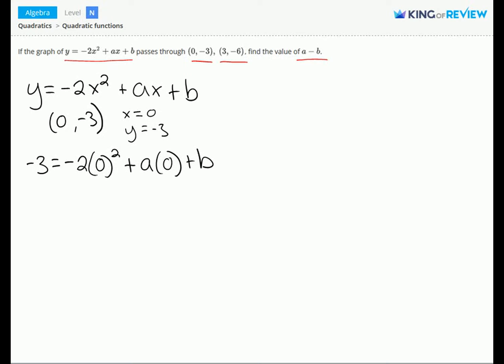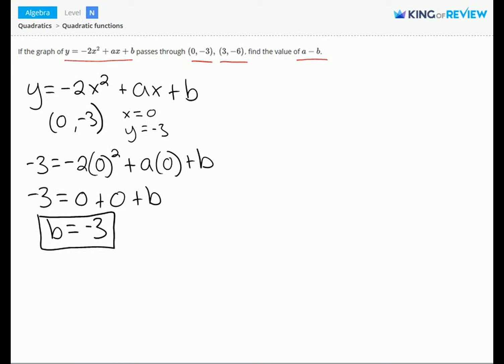Now let's simplify this. We have negative 3. The negative 2 times 0 squared becomes a 0, and the a times 0 becomes a 0. So we have negative 3 equals 0 plus 0 plus b. And this simplifies to b equals negative 3. So now we know what our b value is.